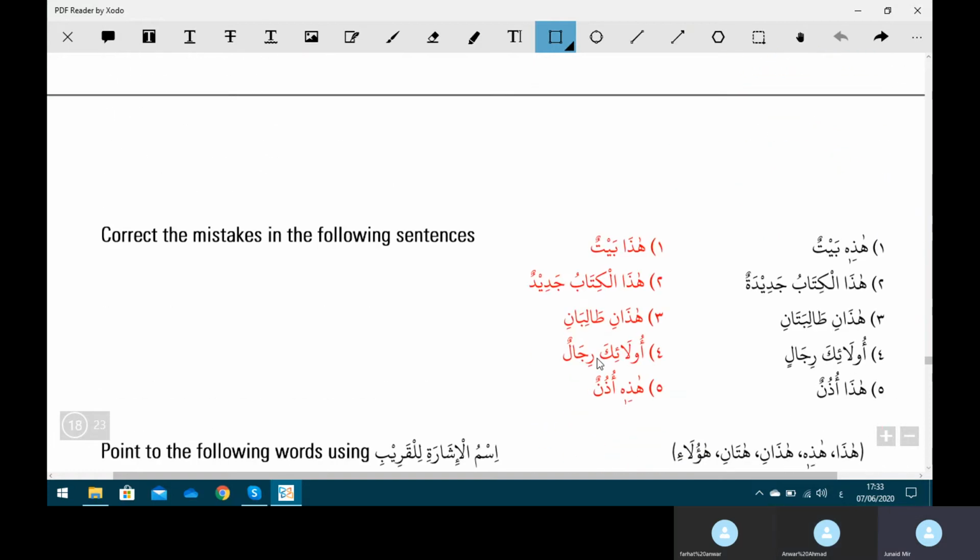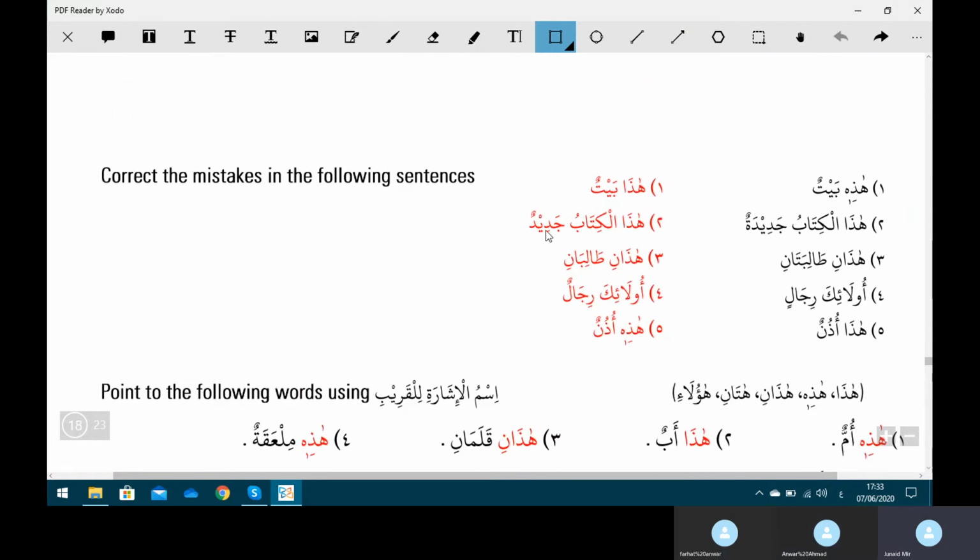Thank you. Good. And in this exercise, you find the mistake and you correct it. So in number one, it says هذه بيت. The mistake is it should be هذا بيت. Why? هذه is singular feminine, but بيت is singular masculine. So you say هذا is the correct demonstrative pronoun to use, because that's singular masculine. You don't refer to something that's masculine using a feminine demonstrative pronoun. It's all about agreements here. So the correct answer is هذا بيت.